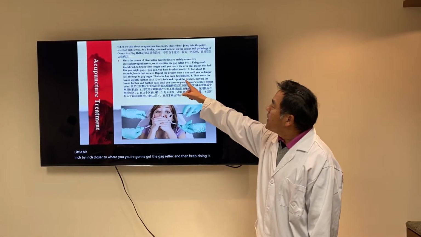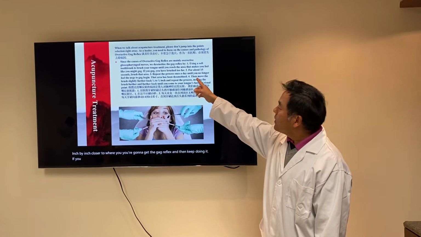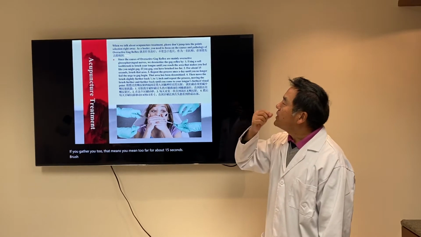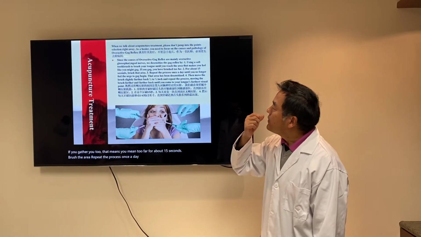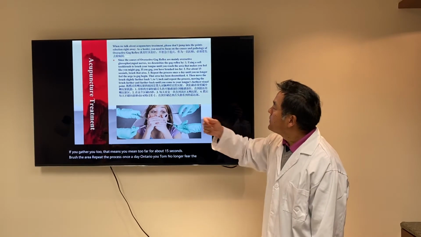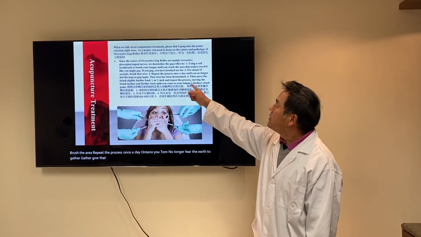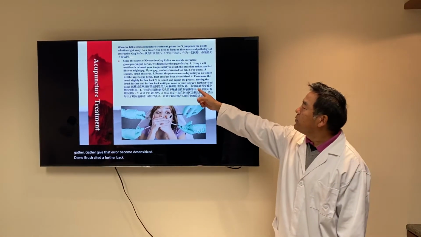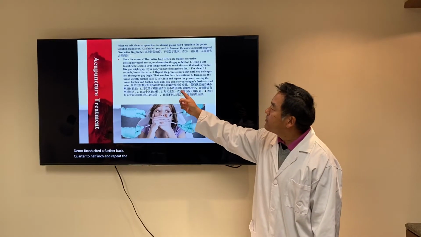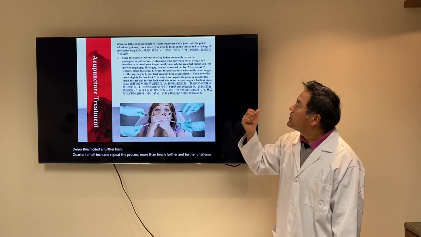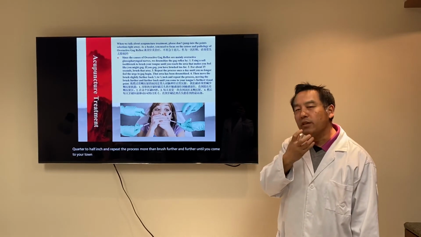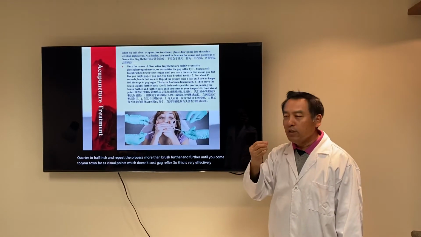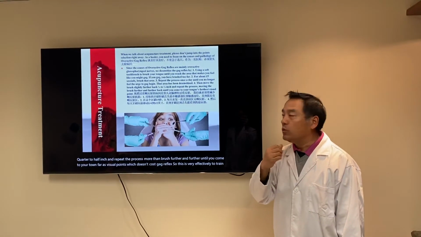If you gag, that means you went too far. For about 15 seconds, brush the area. Repeat the process once a day until your tongue no longer feels the urge to gag. That area becomes desensitized. Then move the brush slightly further back, a quarter to half an inch, and repeat the process. Move the brush further and further until you reach the farthest point of your tongue that doesn't cause the gag reflex. This is a very effective way to train your ninth cranial nerve not to overreact.